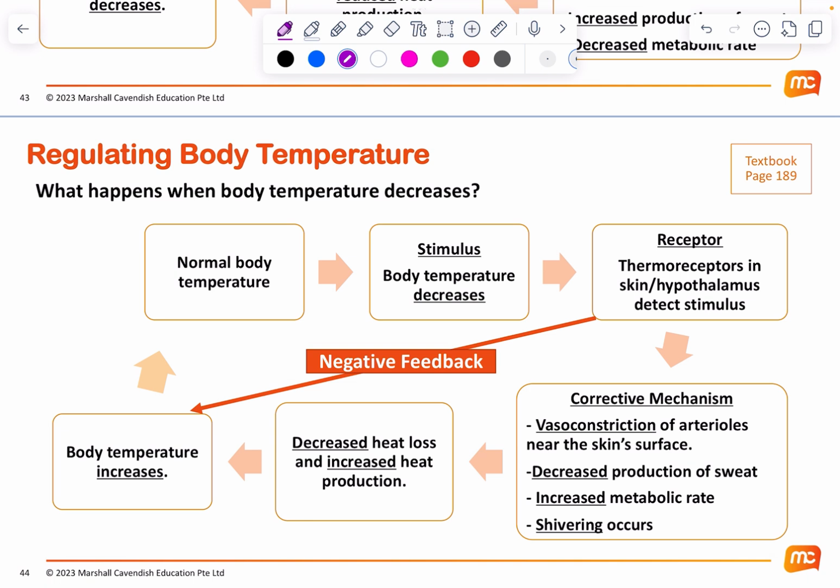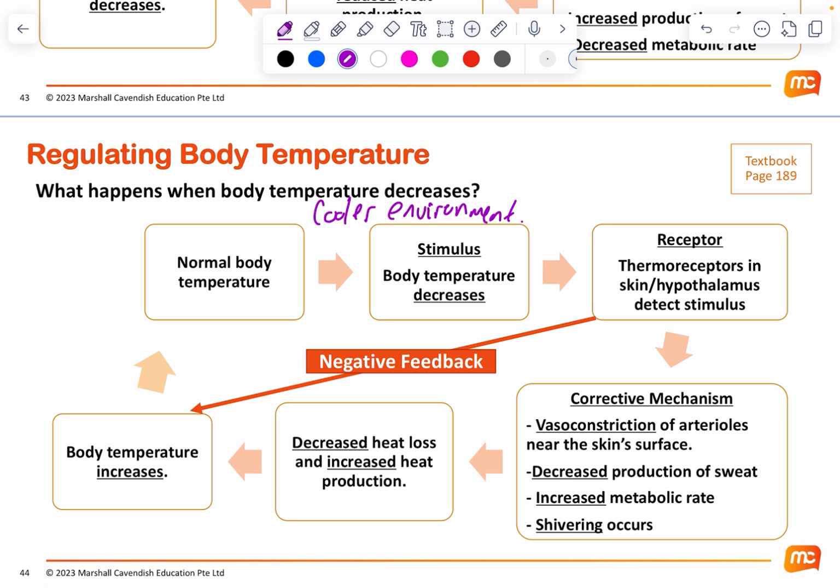So this only happens when you go to a cooler environment. That means either in the aircon room or things like this. Then your hypothalamus or your thermoreceptors will detect this change, send it to the brain to result in some corrective mechanism. In this case, it is vasoconstriction of your arterioles near the skin surface, decreased production of sweat, increased metabolic rates.